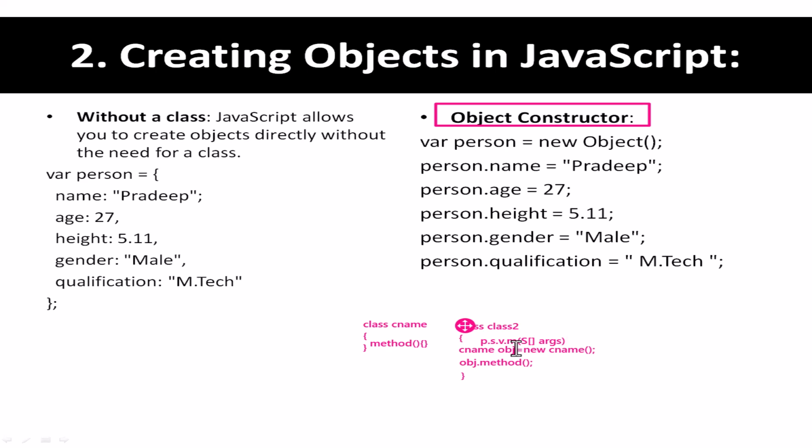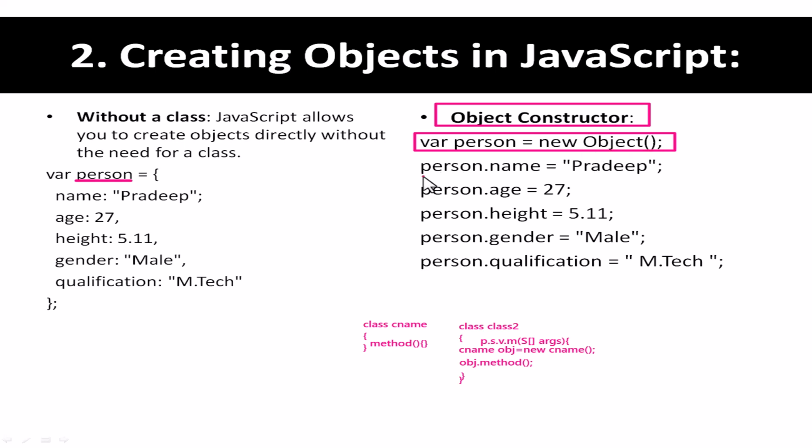So then you need to open one more flower brace and close the flower brace. Like that you are going to work in a similar manner. Here you are going to create a variable object. The variable is person, which you have already declared. So here, equal to new Object. So here we have created an object.